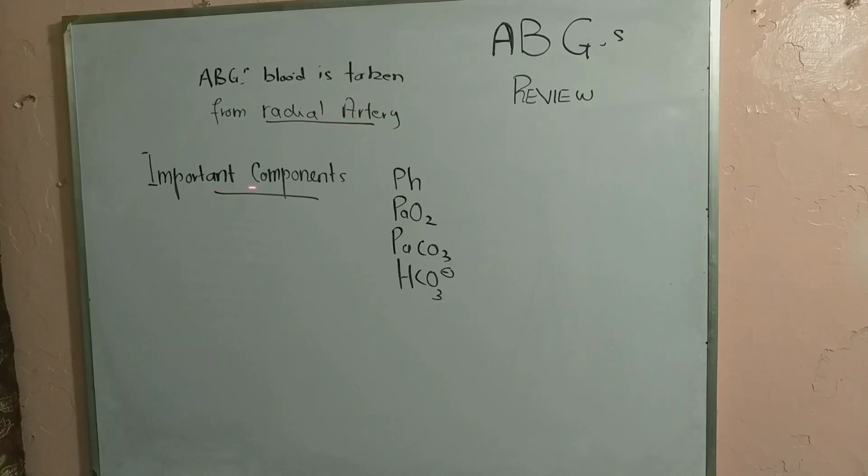So what are the important components when we talk about arterial blood gases? This is the basic review. One is the pH, which is the inverse log of the hydrogen ion. One is the partial pressure of arterial oxygen; this A stands for arterial. Then there is the partial pressure of arterial carbon dioxide. And lastly, the bicarbonate, which is important. So these four entities are very important while we are talking about the ABGs.